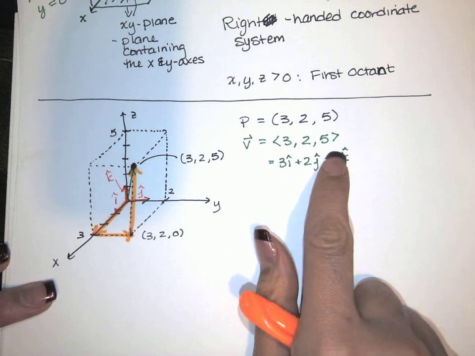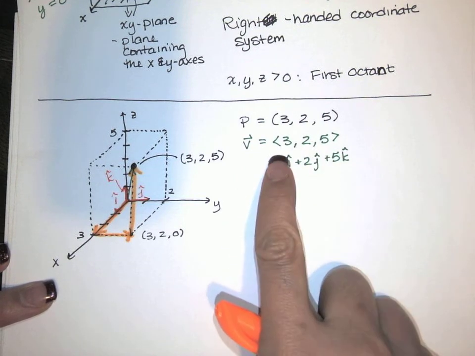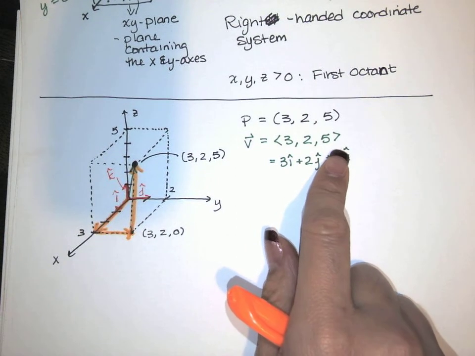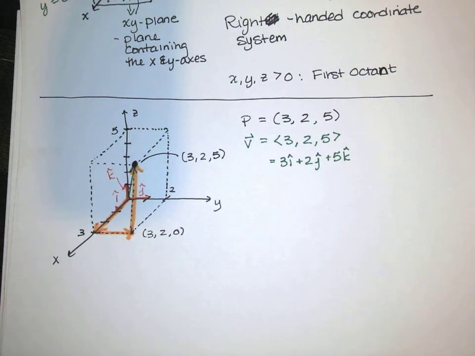Or you can think of this as just telling you, wherever you start, go 3 units in the x direction, 2 units in the y direction, and 5 units in the z direction. That's where the terminal point of v will end up from whatever that starting point is. So that's plotting points and plotting vectors.